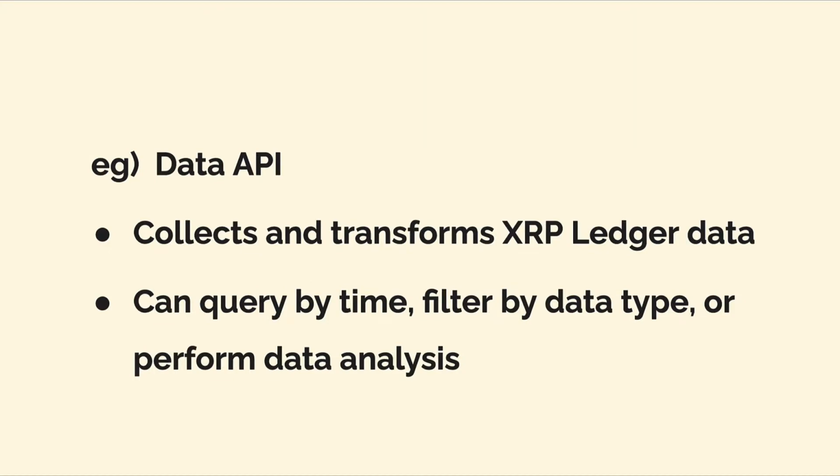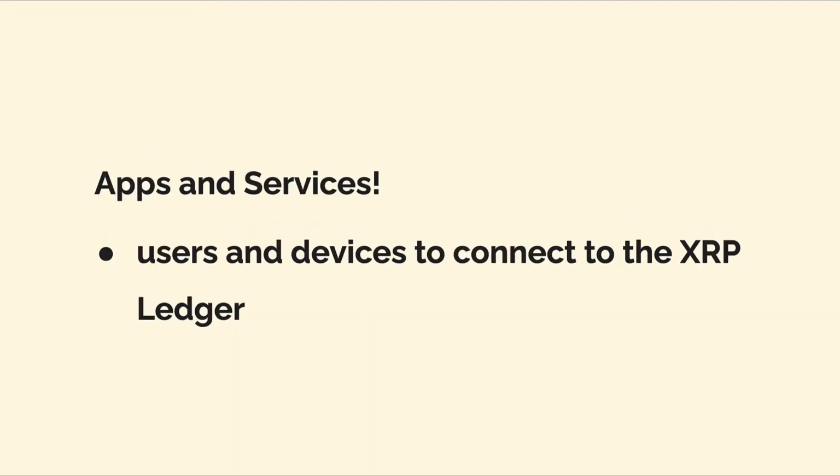One example of middleware is the Data API. This collects and transforms Xrp Ledger data. Then you can query the data by time, filter by data type, or perform data analysis easily thanks to the middleware that is the Data API.